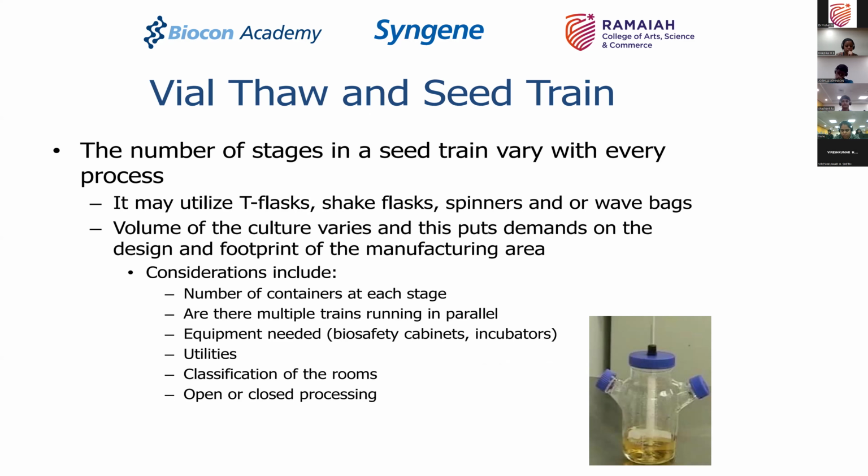For example, if you had a 60,000 liter fermenter which was manufacturing, let's say, product A, with a certain output of product A, using the same fermenter for product B, you might have a lower or a higher output depending on the volume to culture ratios that are required there. Okay, now considerations have to include the number of containers at each stage, multiple trains running in parallel, equipment needed, utilities, classification of the room, open or closed processing. All these factors have to be taken care of when you are designing a facility.